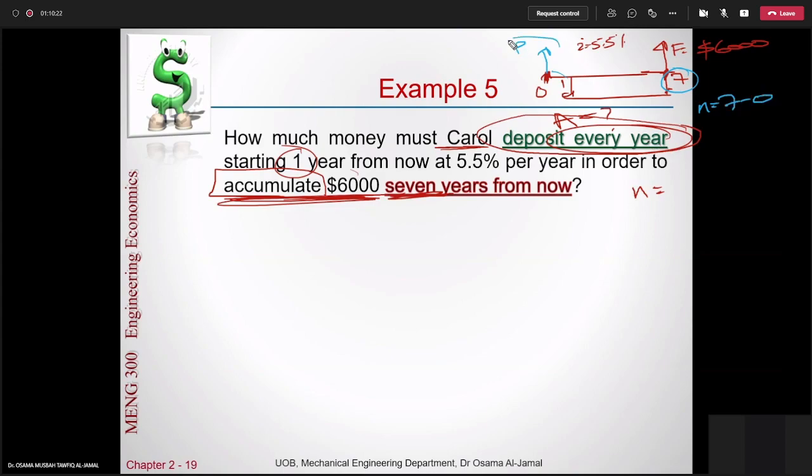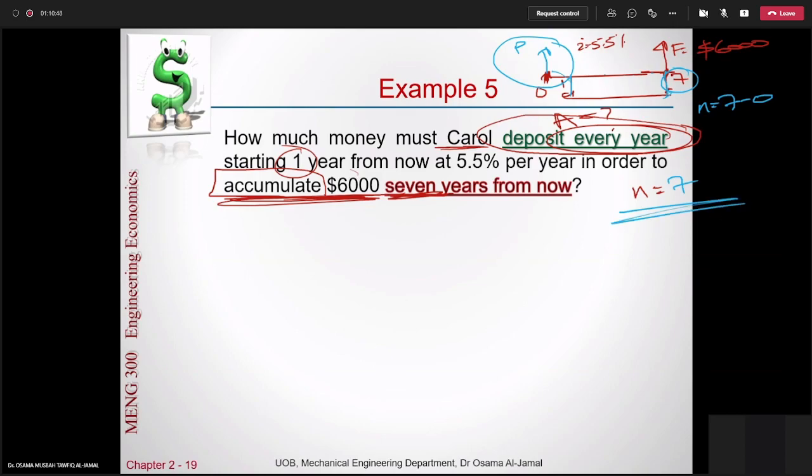I always keep this as a reference for me: 1 to the left of the first cash flow of that annuity. That N will not differ whether it is for finding F or for finding P. The same N. How many cash flows we have? 1, 2, 3, 4, 5, 6, 7. 7 cash flows. So that's why N needs to be 7.